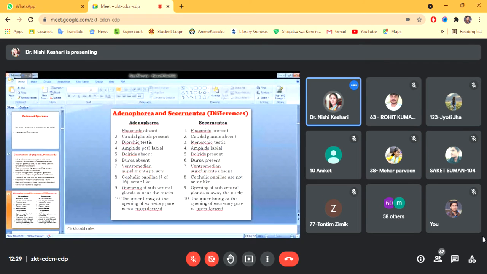Now the first classes are Adenophorea and Secernentea. Adenophorea and Secernentea are grouped according to the presence or absence of phasmids or their excretory system type. I have written only 10 characters here. More than 10 characters are there, but these are very important characters which place them in different groups. Phasmids are absent here, and present here. You can remember that A is for Adenophorea and A for Aphasmidia, so both start with the letter A. Adenos means gland, so a glandular excretory system, and Secernentea means they have a tubular type of excretory system.